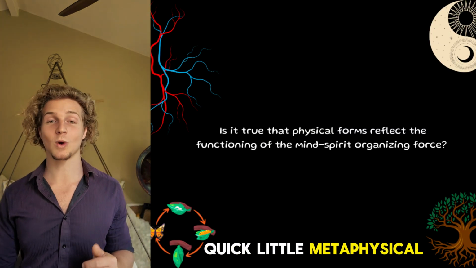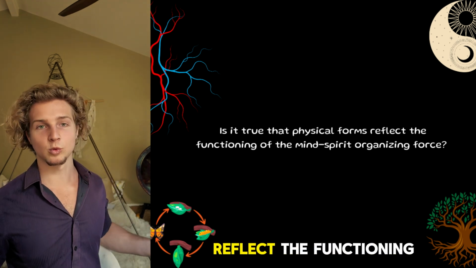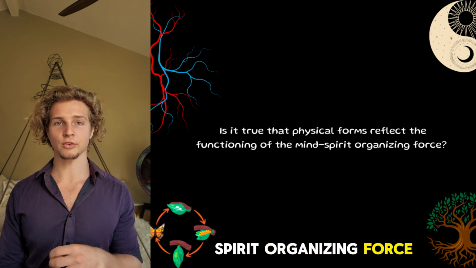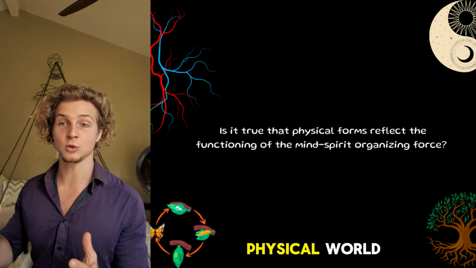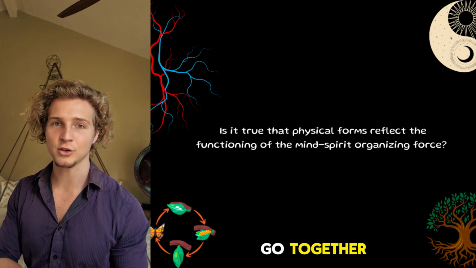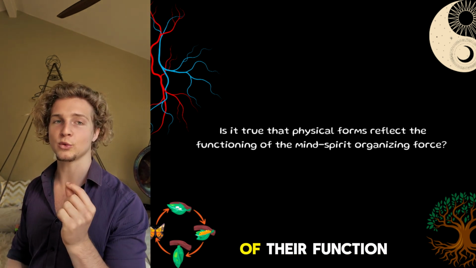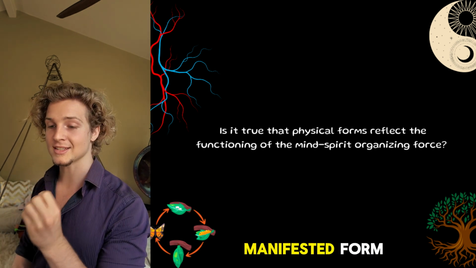Quick little metaphysical question here. Is it true that physical forms reflect the functioning of the mind-spirit organizing force, this consciousness that manifests in the physical world, which is more primary? I want to remind you that form and function go together. Forms, or things, are the way they are because of their function. Things function the way they do because of their manifested form.